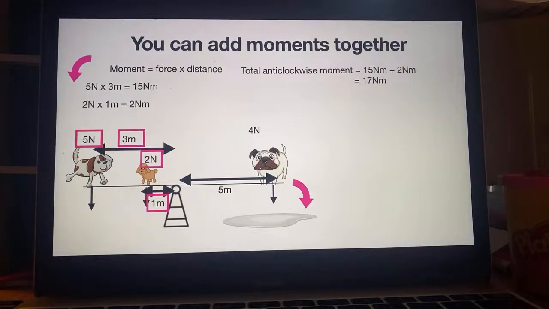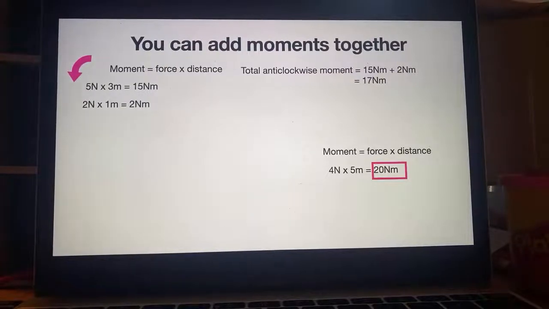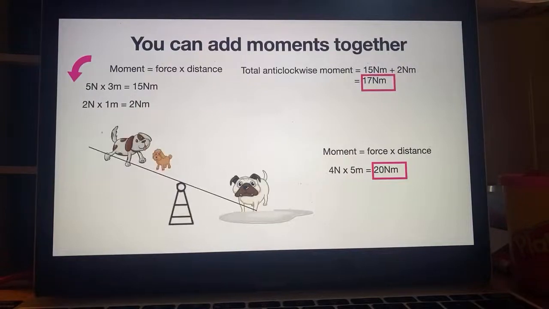And then the other side's easy. You'd go, okay, 4 newtons times 5 meters. The clockwise moment is 20 newton meters. So in this situation, it would be whatever that dog's name was that got dunked.